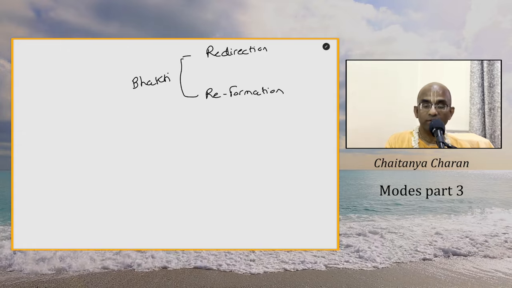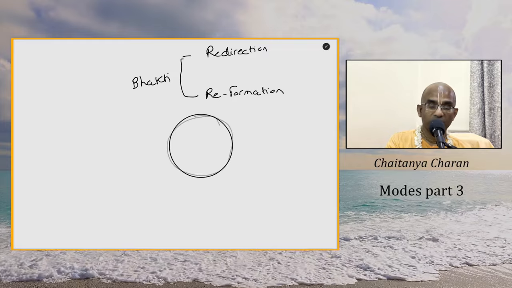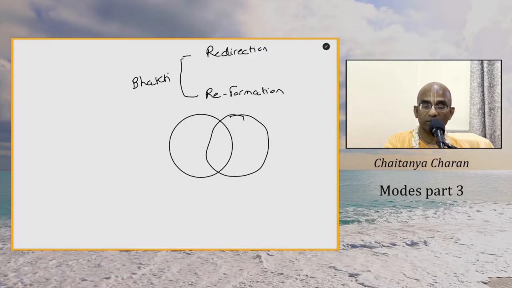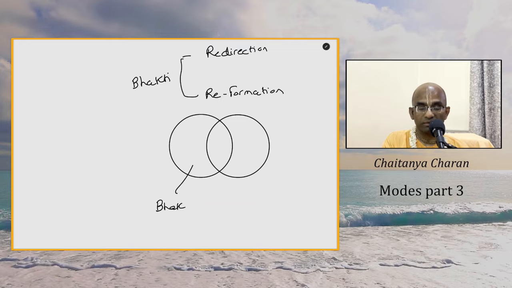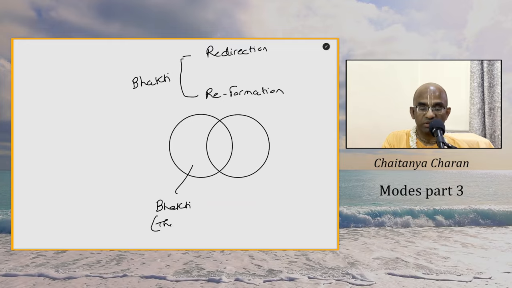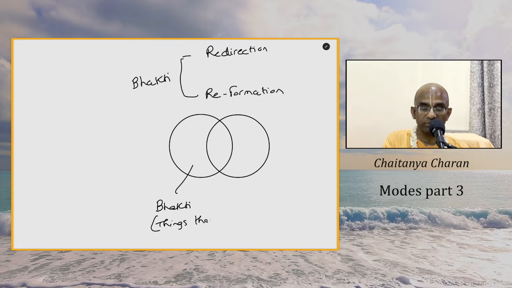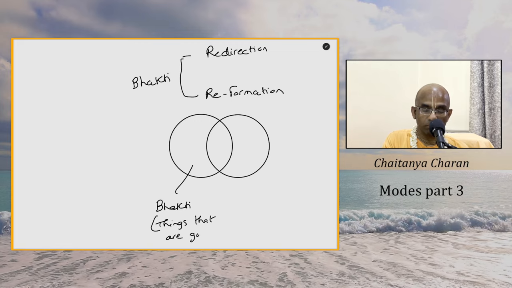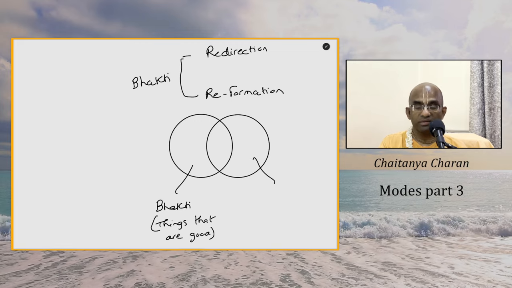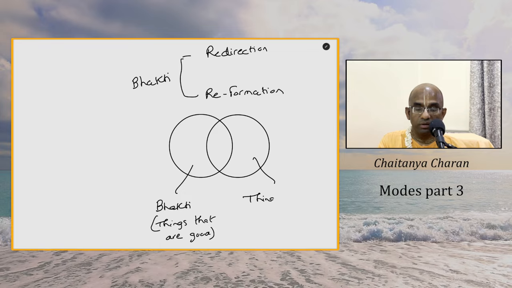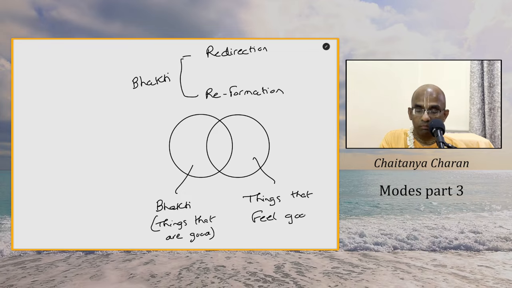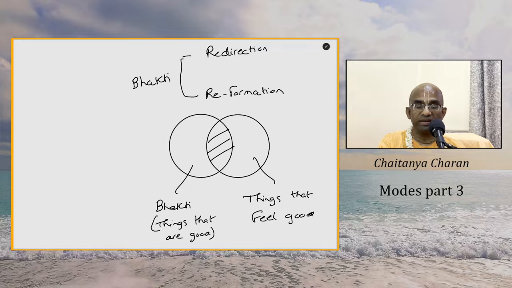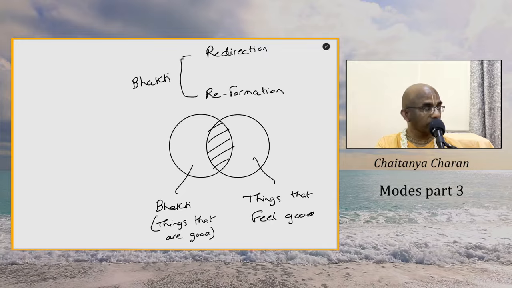So how do we do that? We have to find out our particular interests in bhakti. So this is the circle of bhakti, that means the things that are good for us. And these are things that feel good for us. So we need to find the intersection between the two.